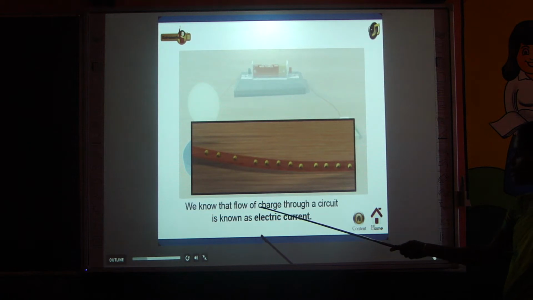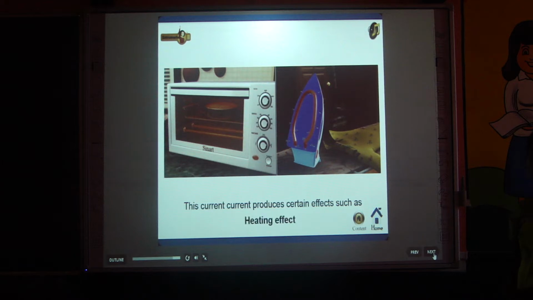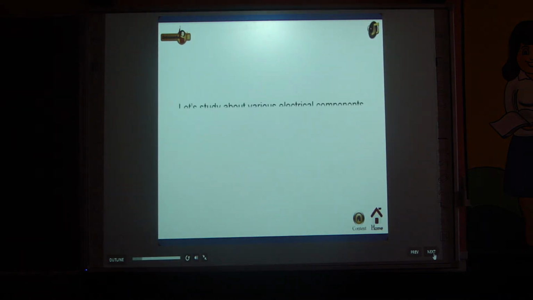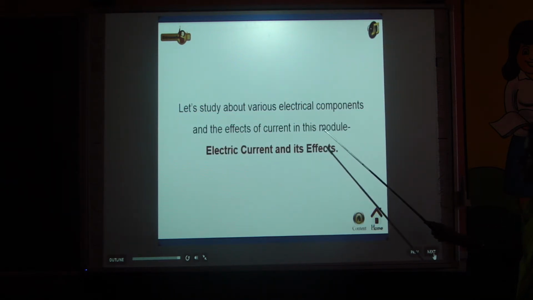See, we know that a flow of charge through a circuit is known as electric current. Make a note. What is called electric current? A flow of charge in a circuit is called electric current. This current produces certain effects such as magnetic effect and heating effect. So in this chapter we are discussing the effects of current. Let us study about various electric components and the effects of current in this module.